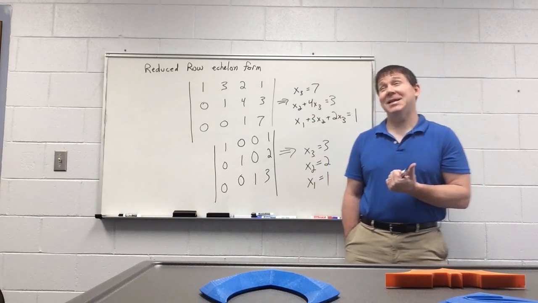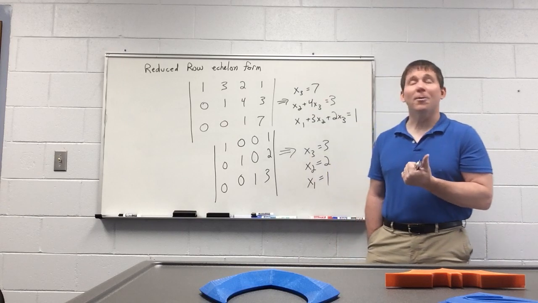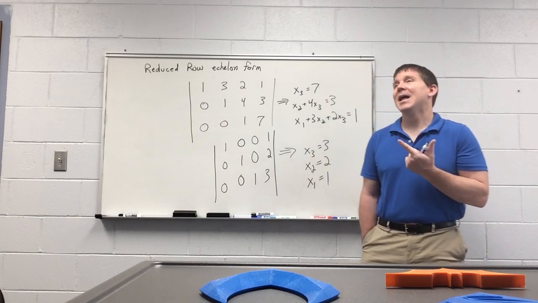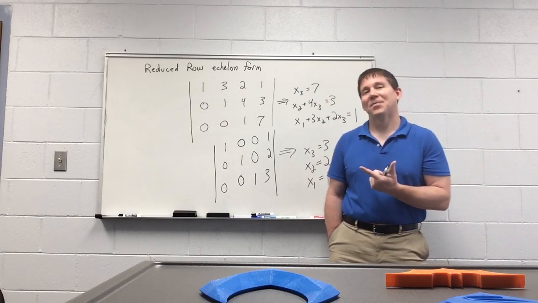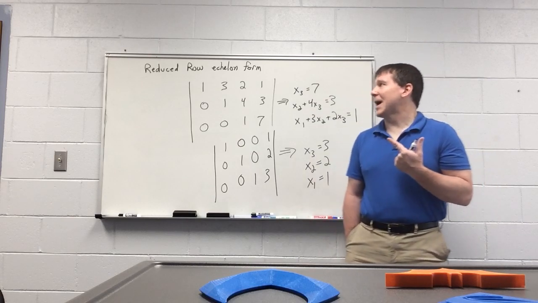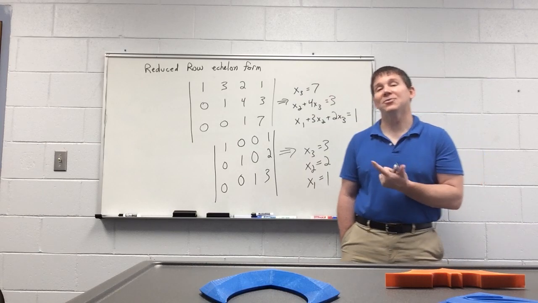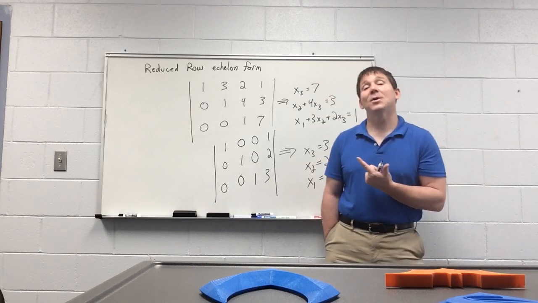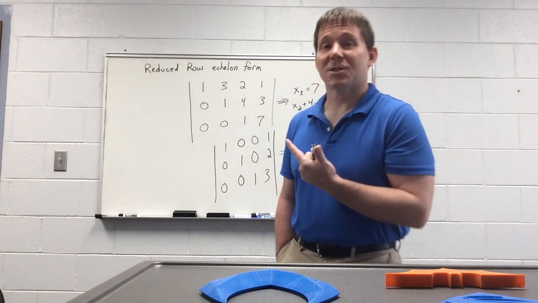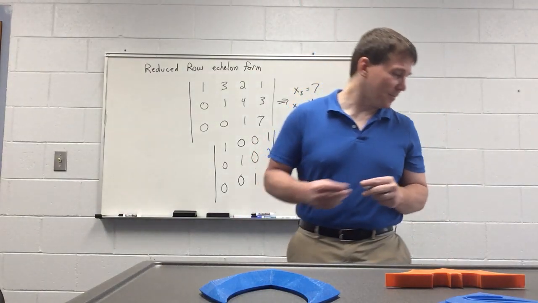We have matrices, we have coefficient matrices and augmented matrices. Now we have row echelon form matrices and reduced row echelon form matrices. Make sure you understand what's being asked so that you can get the correct answer.